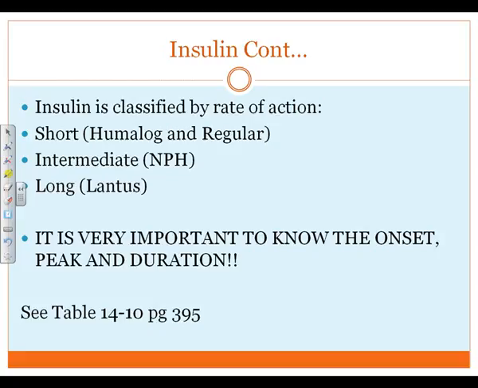Remember in Module A when we talked about onset, peak, duration, all those nice key terms? I don't ask that you know onset, peak, and duration of any other drugs, but you got to know them for these. Onset, peak, and duration. I've got a slide next. The next slide over shows you what they are. You got to know them.